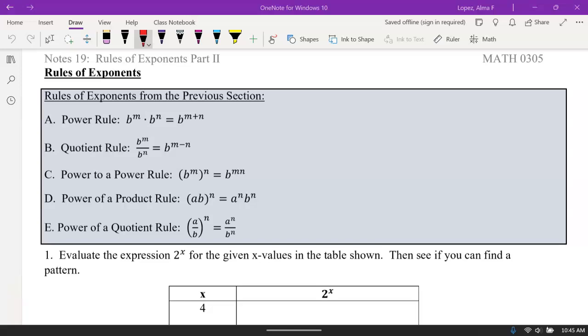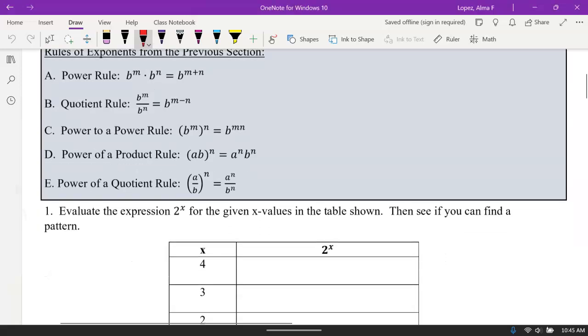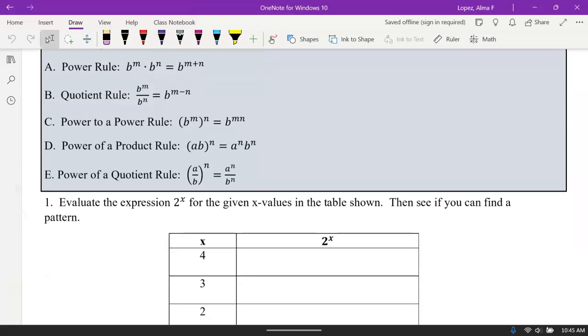In Rules of Exponents Part 2, which I'll call Exponents 2, we are going to elaborate a little bit more. So I want to first of all go and review with you the rules that we did in the previous section. One, the power rule, or the one I call like bases. You want to add the exponents. The quotient rule, you subtract and keep the exponent where the larger exponent was.